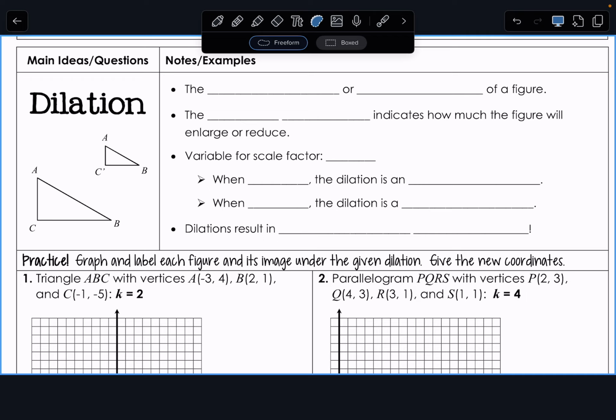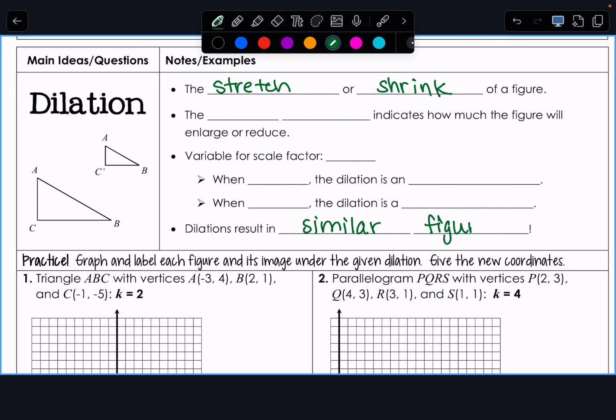A dilation is going to take a shape and either stretch it or shrink it to where our result is going to be a similar figure. A dilation is pretty much a way that we force similar figures in the coordinate plane.